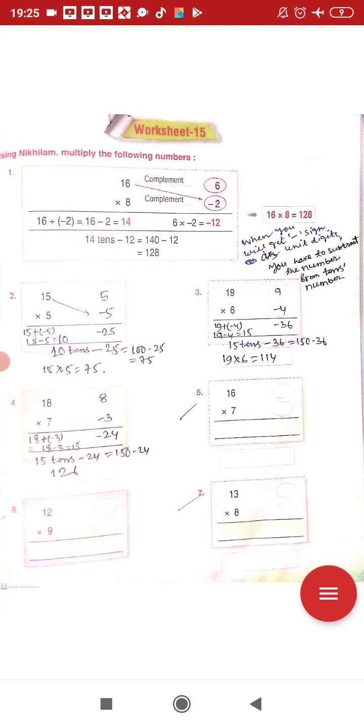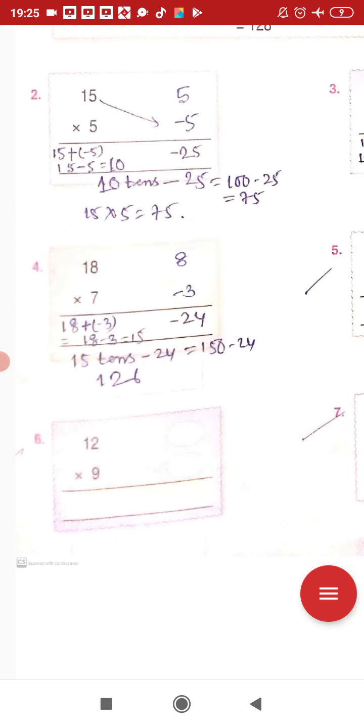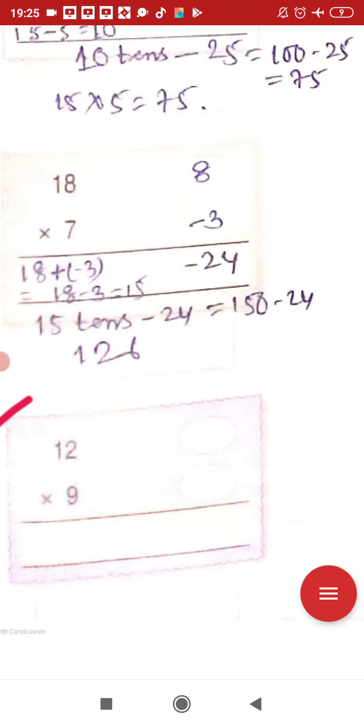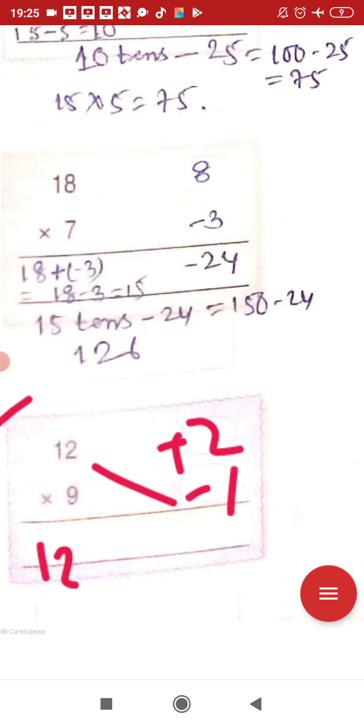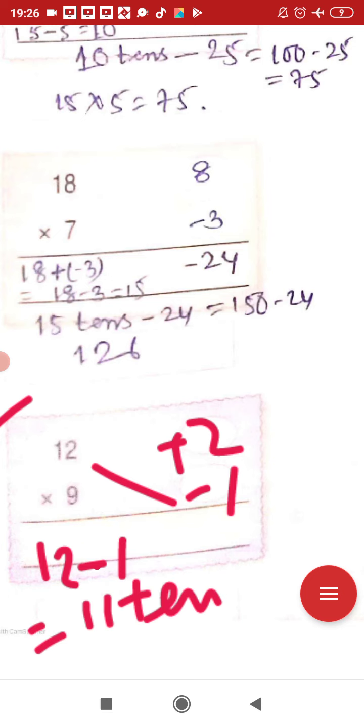Let's solve this one. So find out the NIKHILAM of 12. The NIKHILAM of 12 will be 2, and that is a positive sign, plus 2. And the NIKHILAM of 9 is minus 1. Now add diagonally. 12 minus 1. Here we are getting 11 tens, and 11 tens means you know that 110. So that is the number.